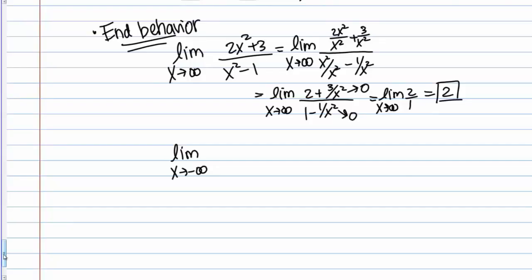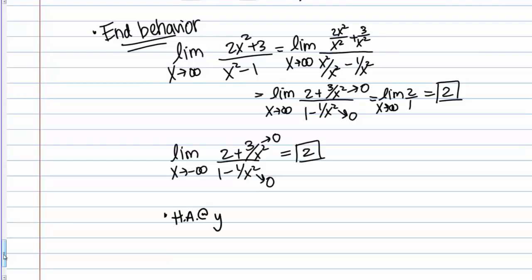I'm going to skip right to this form here, where I've already done the division and simplified. So what about 3 over x squared as x goes to negative infinity? Well, that still goes to 0, right? The bottom is squared, so it's still getting bigger and bigger. Even if it wasn't squared, this would still be true. Those terms are still getting smaller and smaller, approaching 0. So I get the same answer here of 2. So we see that we have a horizontal asymptote at y equals 2 on both sides. That's how you find end behavior.